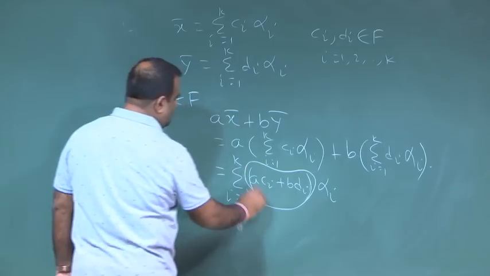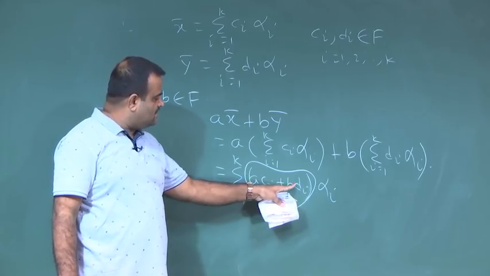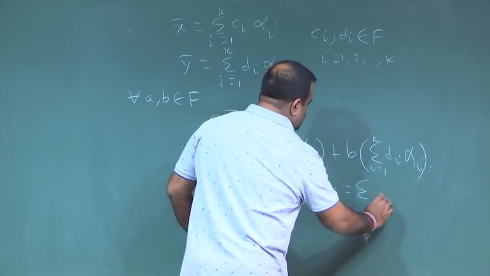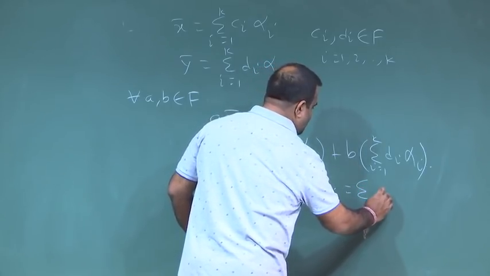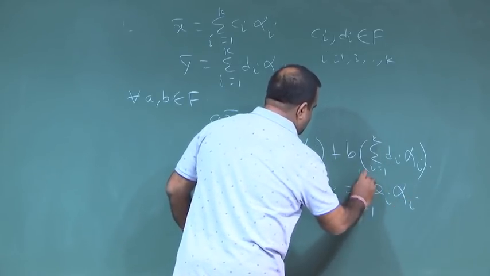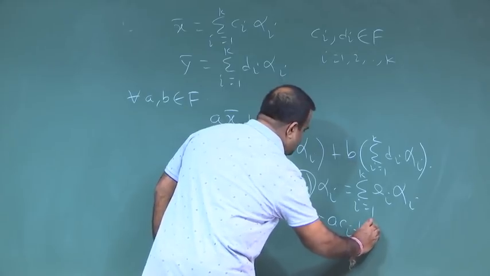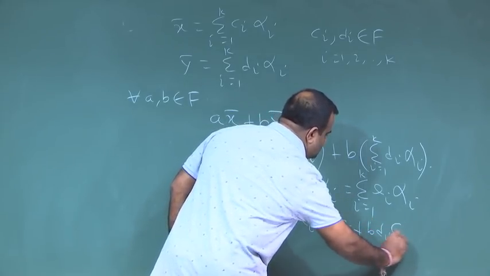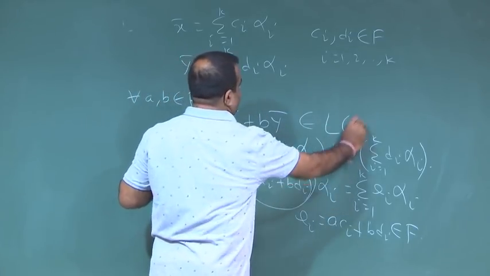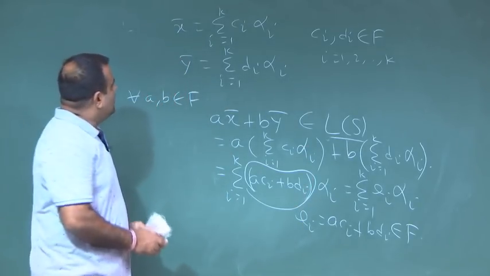Now, a c_i plus b d_i is again a scalar quantity, because this is scalar multiplication, this is scalar multiplication, and this is scalar addition. So, this is again a summation of e_i alpha_i, i equal to 1 to k, where e_i is nothing but the expression a c_i plus b d_i. So, this is also a scalar quantity. That means this belongs to L of S. So, by that necessary and sufficient theorem, L of S is a vector space.